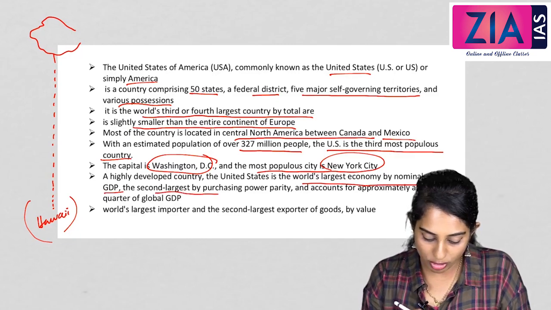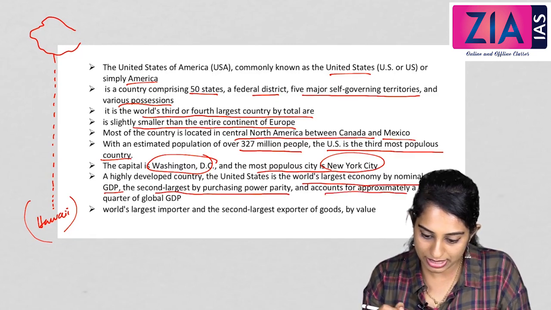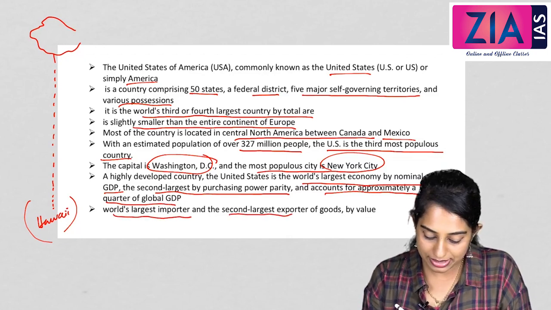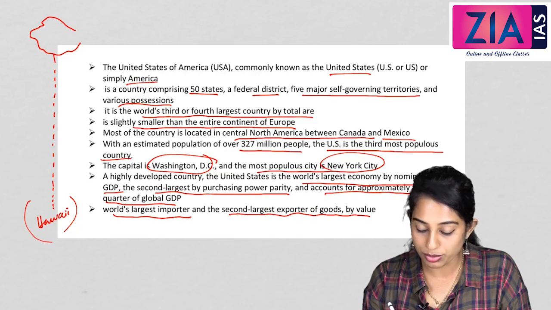World's largest economy by nominal GDP, second largest by purchasing power parity, and accounts for approximately a quarter of global GDP. So, world's largest importer and second largest exporter of goods by value.